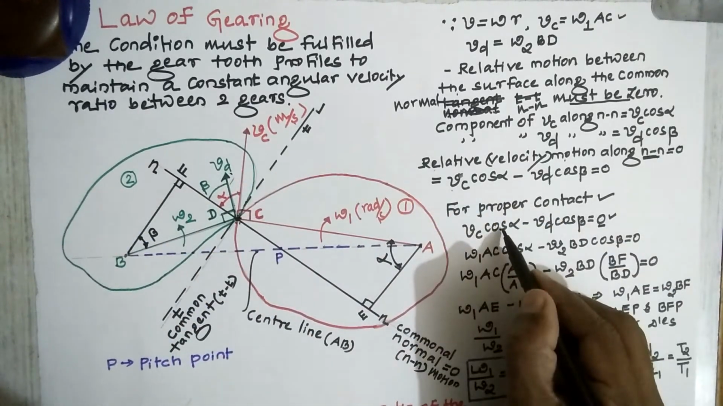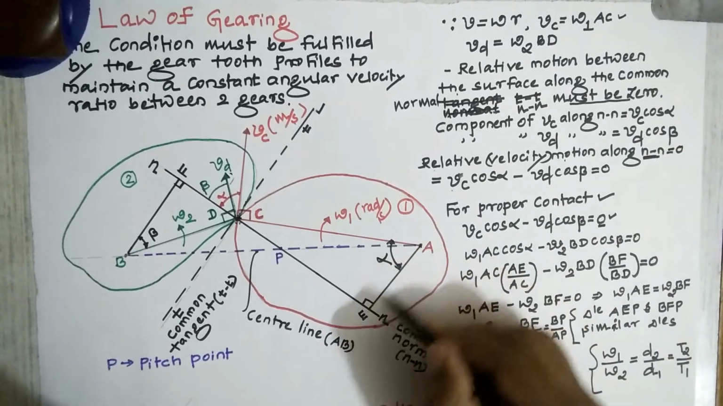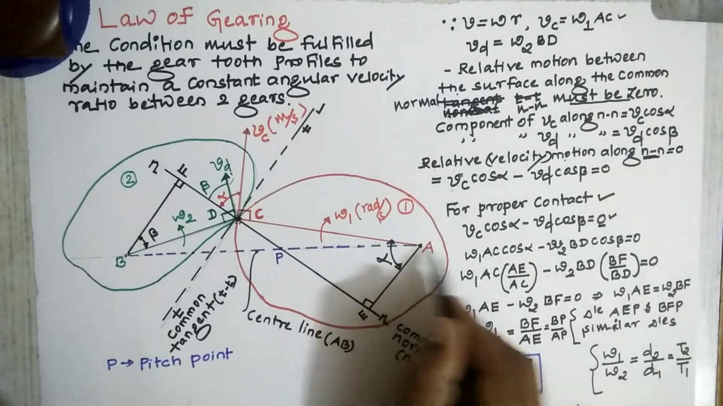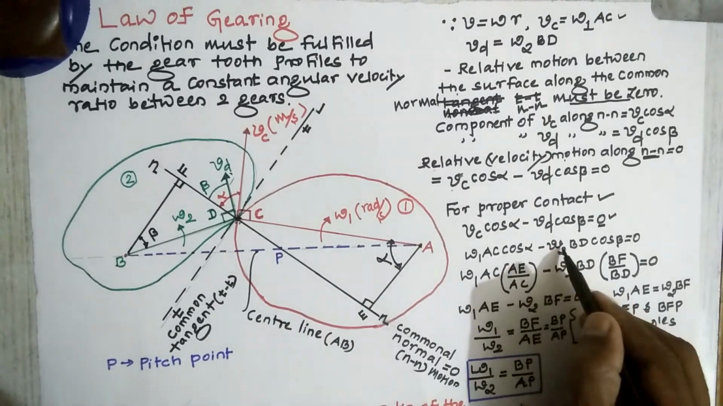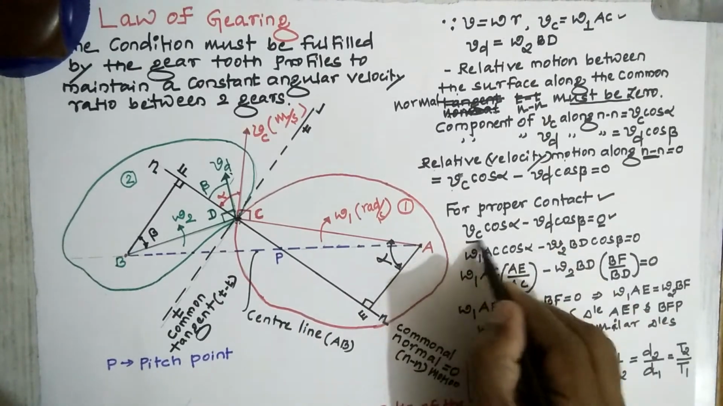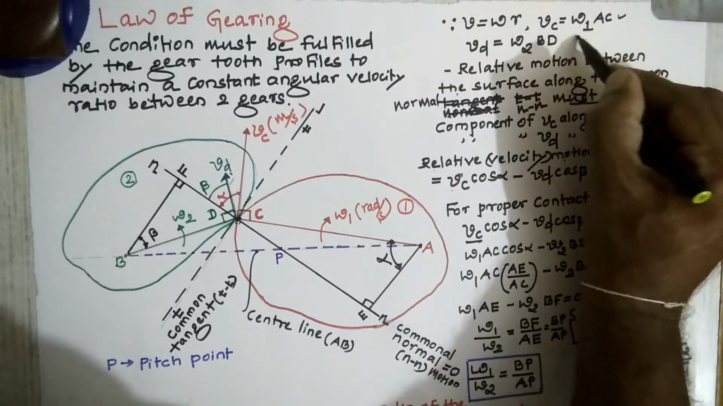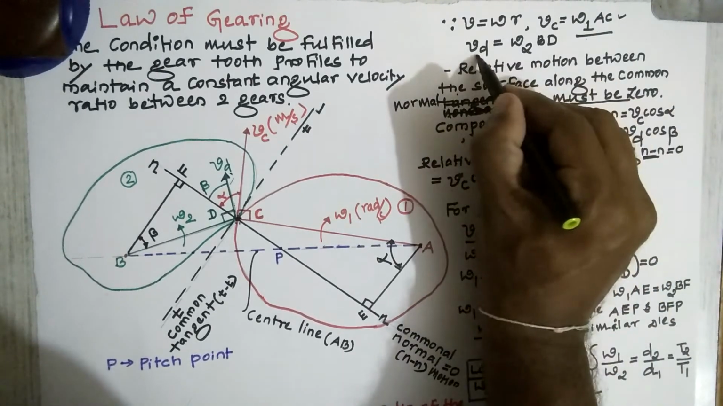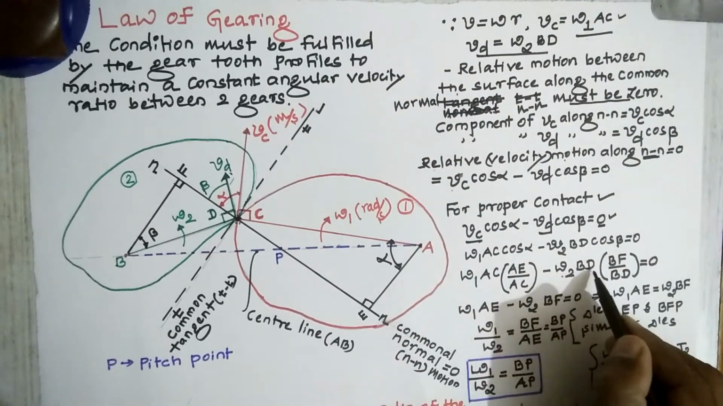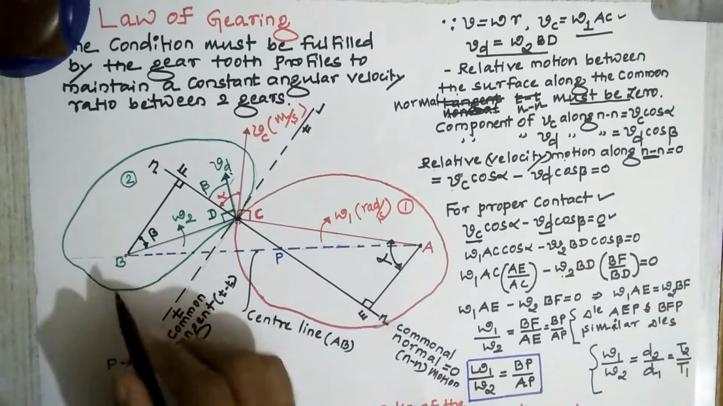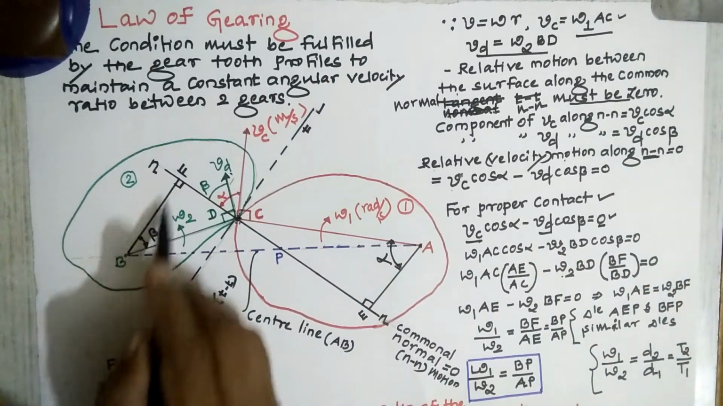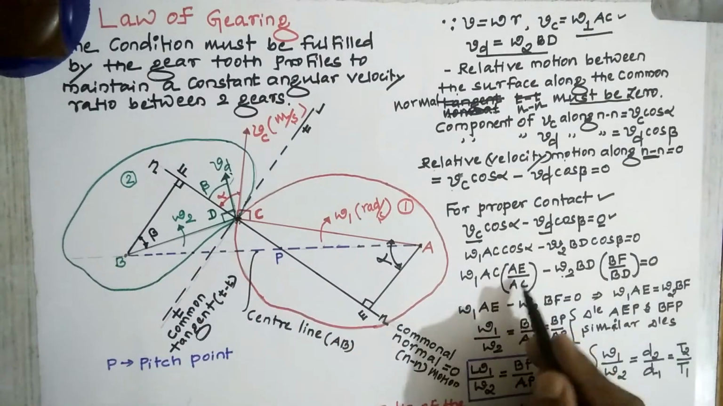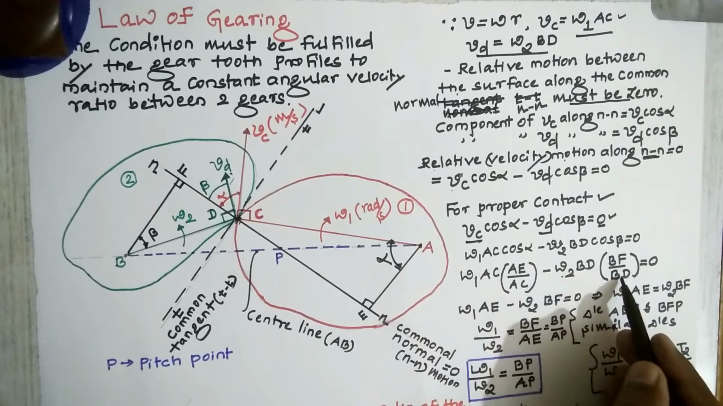Then cos alpha equals AE divided by the hypotenuse AC. Vc is already given here, Vc is omega 1 times AC. What is Vd? Vd is omega 2 times BD, you have to take it. Then what is cos beta? Look at this one: BF divided by the hypotenuse BD. Look at this, AC gets cancelled, BD gets cancelled.